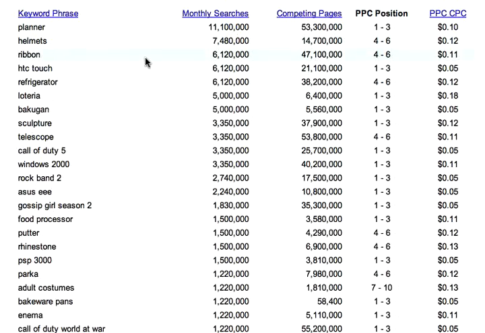Look at all these keywords and niches. Okay, this here again is an opportunity for us to find niches and keywords. Food processor, 1.5 million searches. Okay, we could never compete on that keyword term because of the level of competition, most likely. But 11 cents for AdWords to get in the top 3 positions. Putter, 1.5 million. Crazy competing pages. But we can compete on AdWords. We can get instant traffic. Okay, guys, it's game changing.